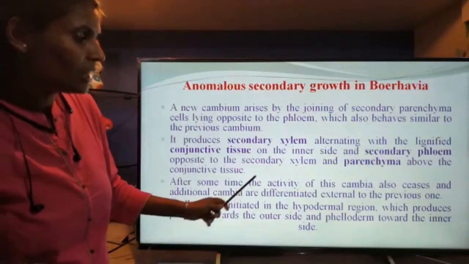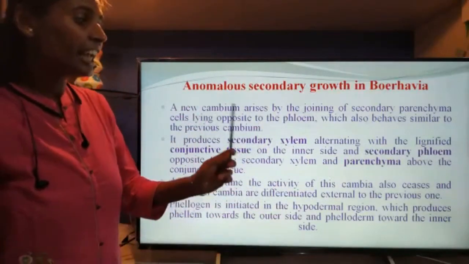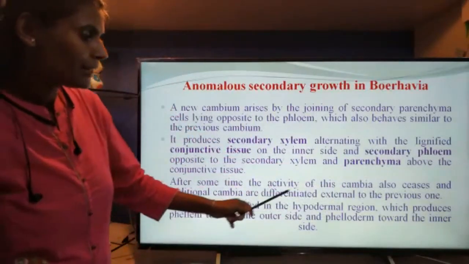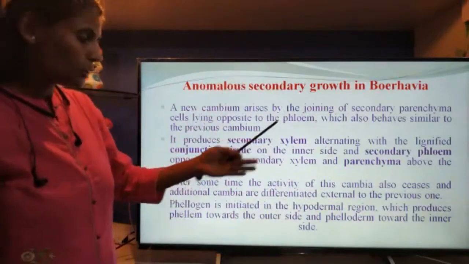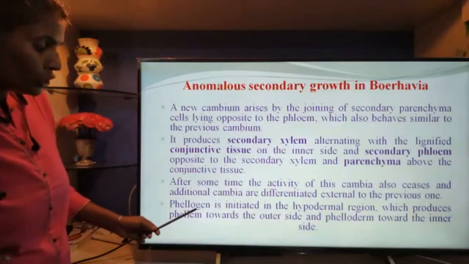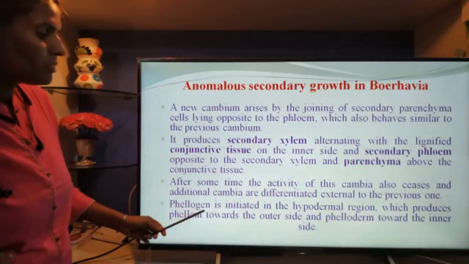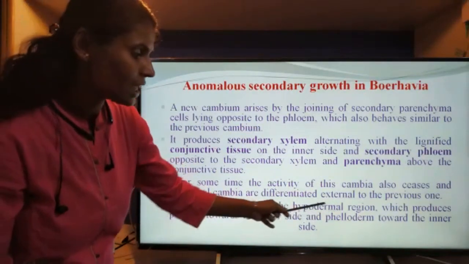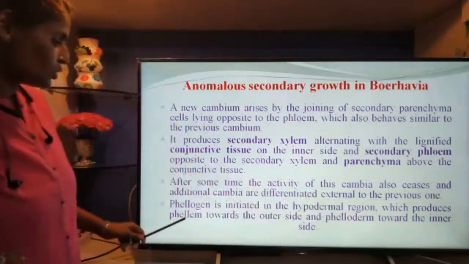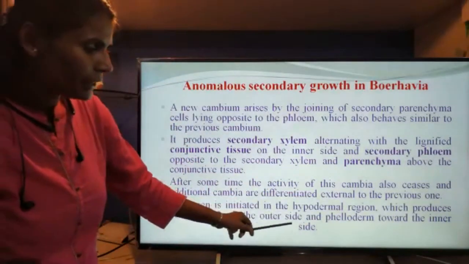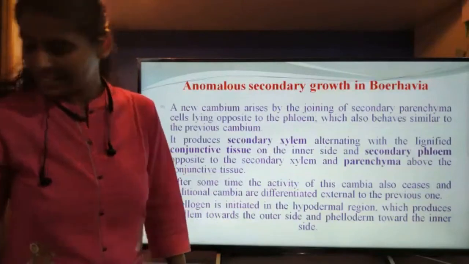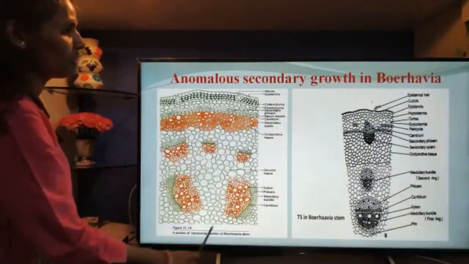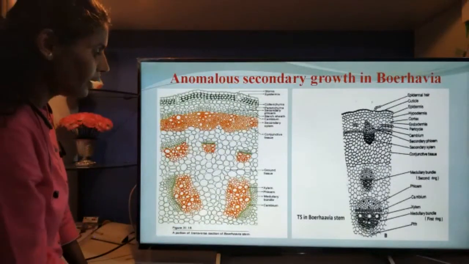After some time, the activity of the second ring of cambia also ceases, and additional cambia are differentiated external to the previous one. The phellogen, which is nothing but the cork cambium, is initiated in the cortex region or outer cortex, which is otherwise known as the hypodermal region, and produces the phellem towards the outer side and the phelloderm towards the inner side.